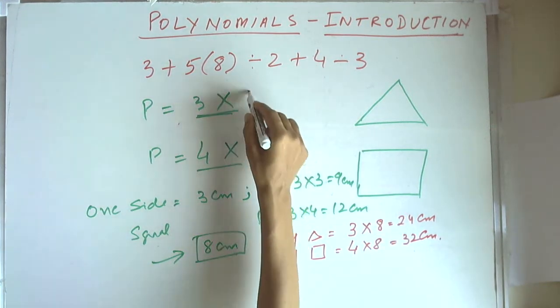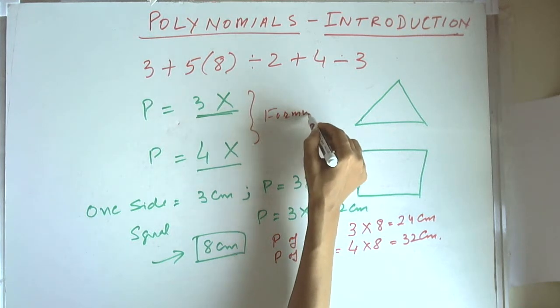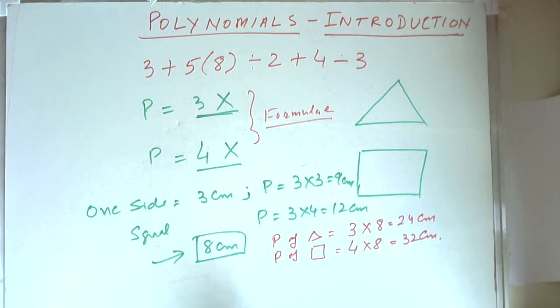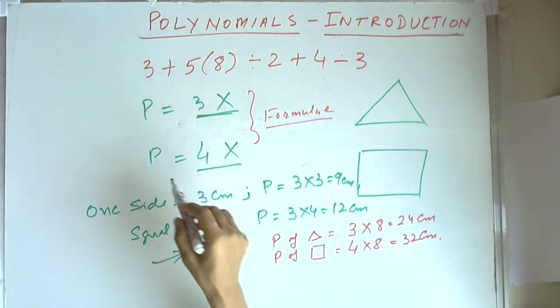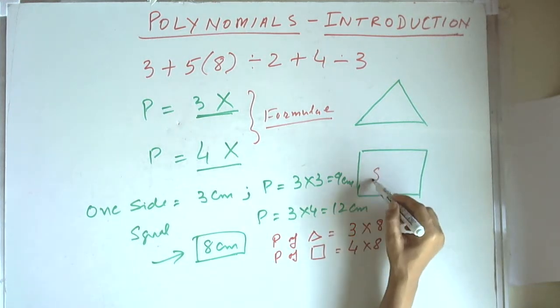So now we have seen that these are the two formulas we have. By using this formula, we can find the perimeter of any equilateral triangle. Similarly, by using this one, P is equal to 4x, we can find it for any square.